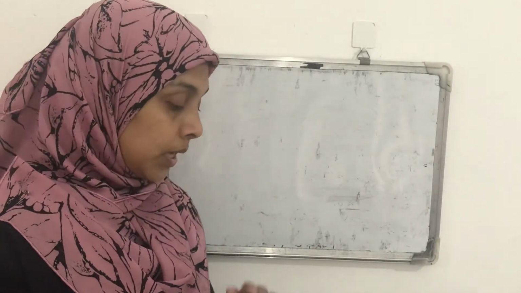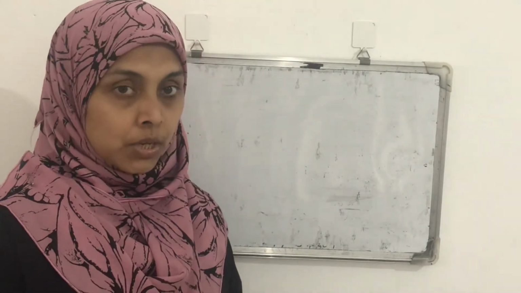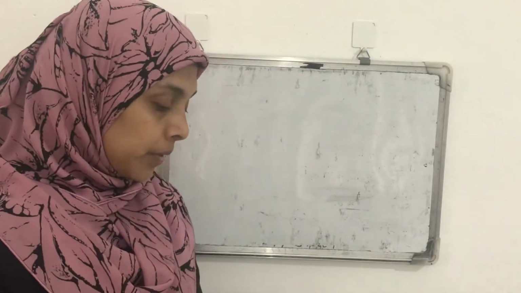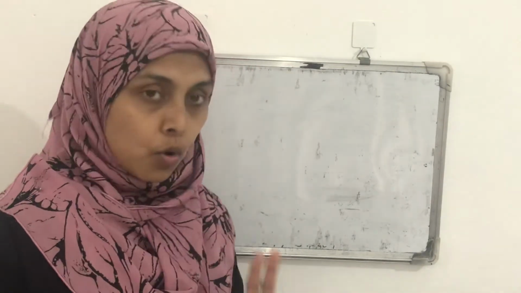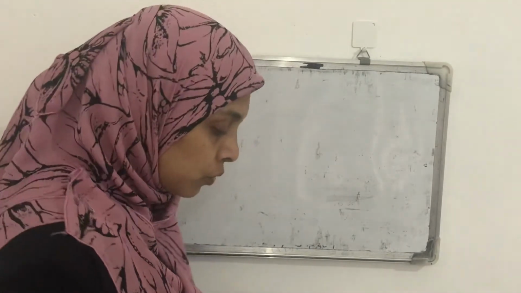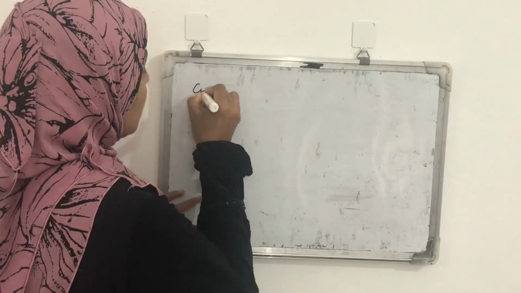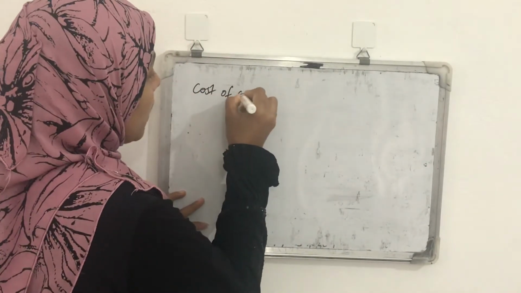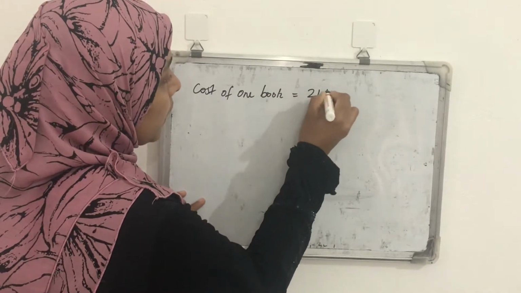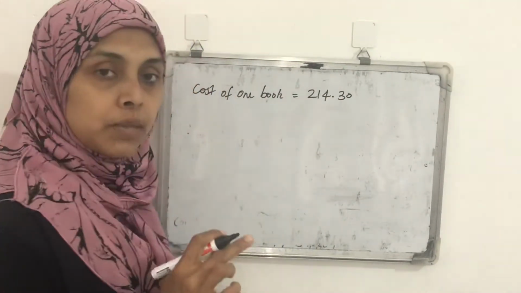So now she adds how much rupees? 161 rupees and 25 paise to her bank account. So after adding that, she bought 4 books. What is the cost of each book? It is given as 214.30. So the cost of one book is 214 rupees and how much paise? 30 paise.